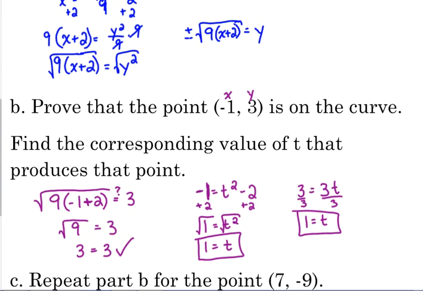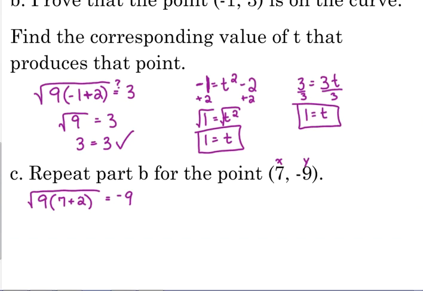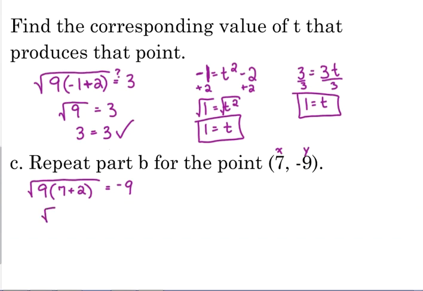Okay, so let's do that again, just to make sure that we've got it. Repeat part B for the point 7, -9. So 7, -9, that's an x and a y. We want to prove that it's on the curve. So let's plug the x and the y into our rectangular equation. So we've got the square root of 7 plus 2 is 9. 9 times 9 is 81. The square root of 81, it can be both positive and -9. So that is confirmed.